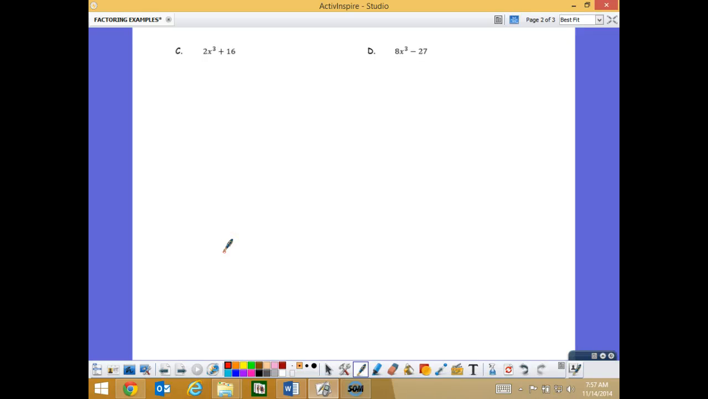In these two examples, we're looking at a special case, sum and difference of two cubes. And those special cases are up on the top of this example worksheet, where to factor the sum of two cubes, this is the formula that we use.